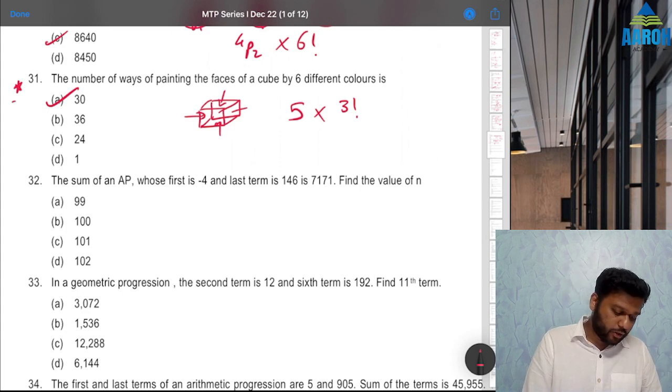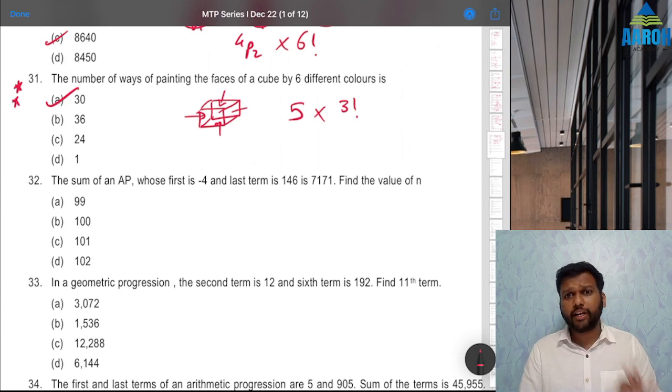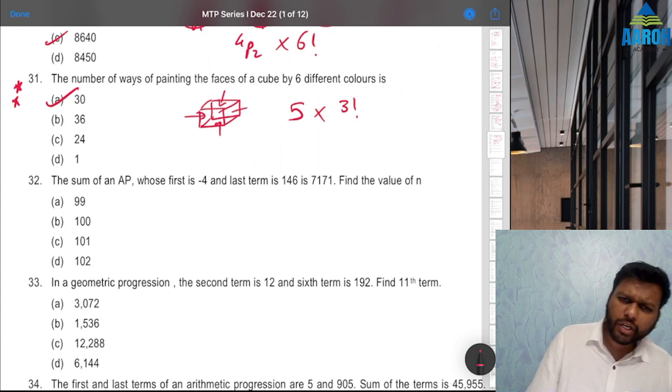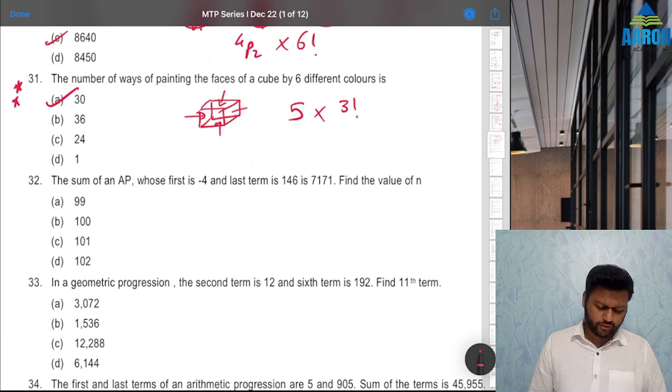Like I said, this is a very good question. If you have not understood it, let me know in comments, I'll explain again. Okay, but I hope this is clear. If you understand circular permutation conceptually, this should be easy.